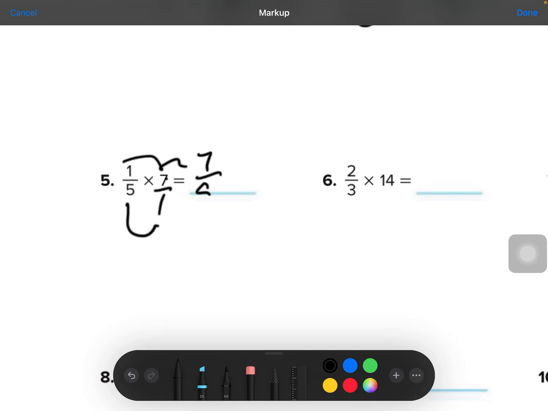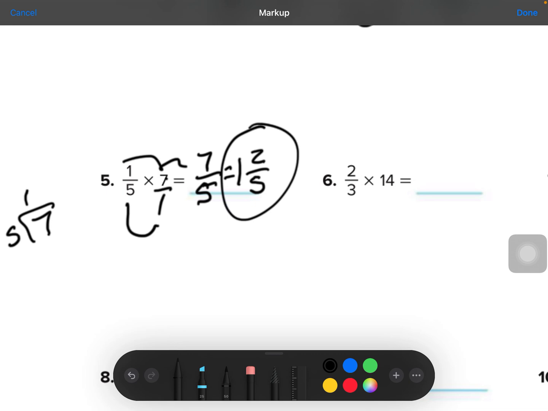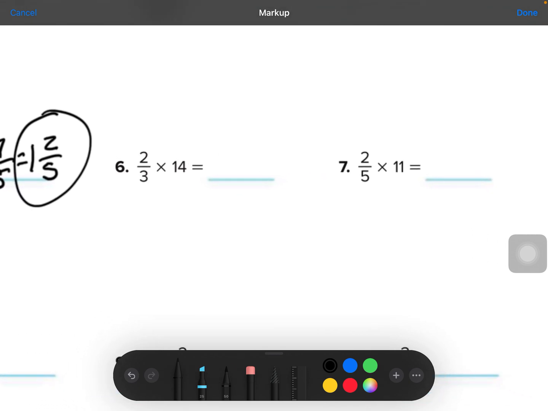Okay, number 5. 1 times 7 is 7. 1 times 5 is 5. Well, that's top heavy. I know 5 will go into 7 one time, and there'll be 2 left over. Bring over the denominator as a 5, and 1 2/5 is my answer.